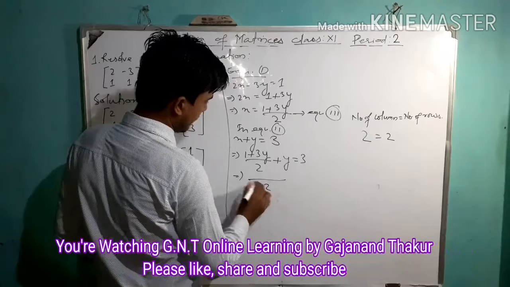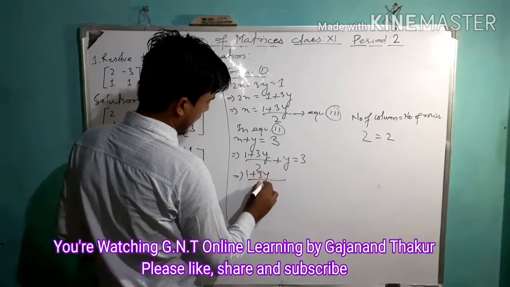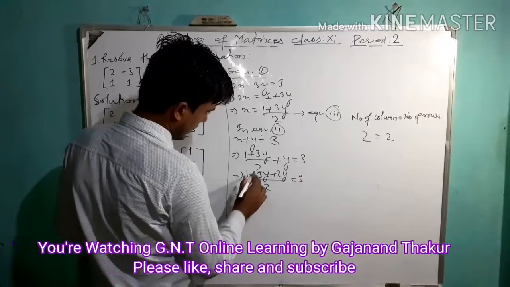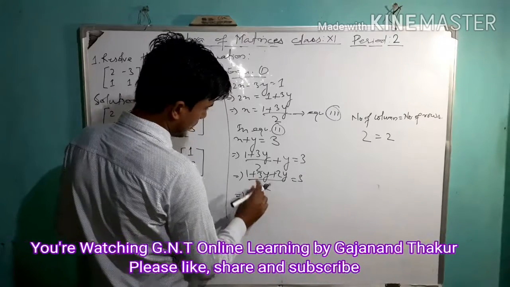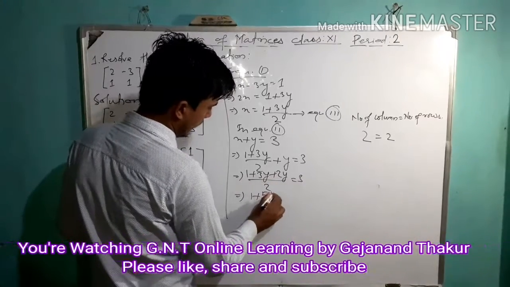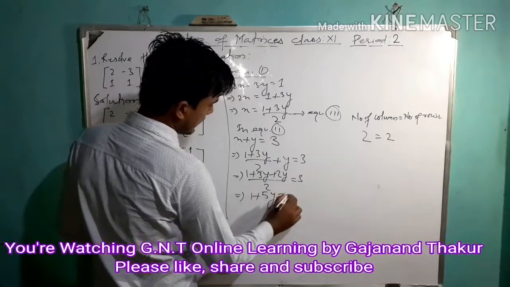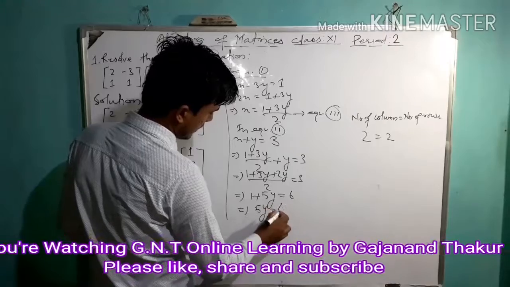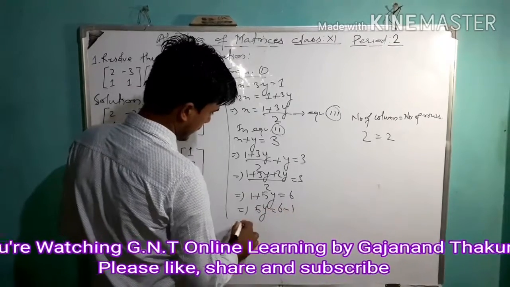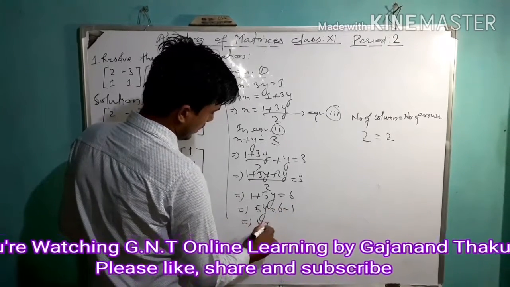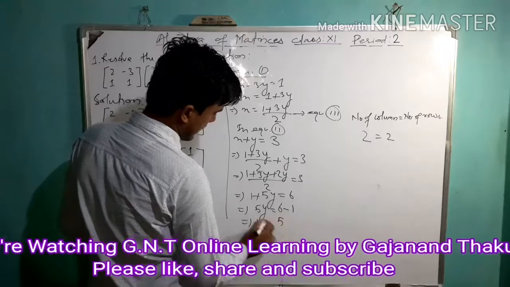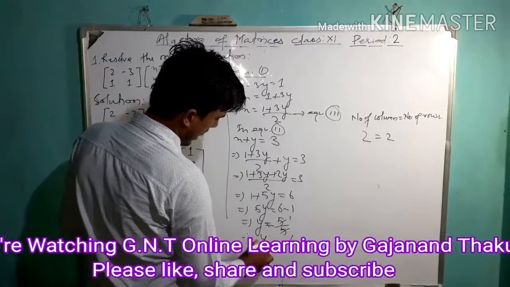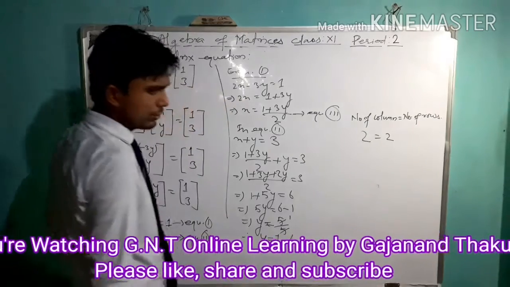So let's take the LCM. 1 plus 3y plus 2y equals 3 times 2, which is 6. So 1 plus 3y plus 2y will be 5y equals 6. Now 5y equals 6 minus 1, so y equals 5 divided by 5. Therefore the y value is 1.